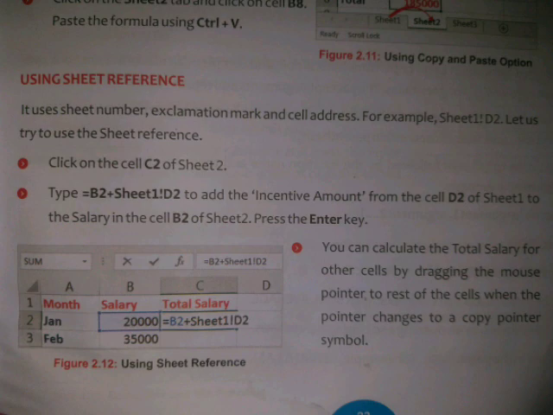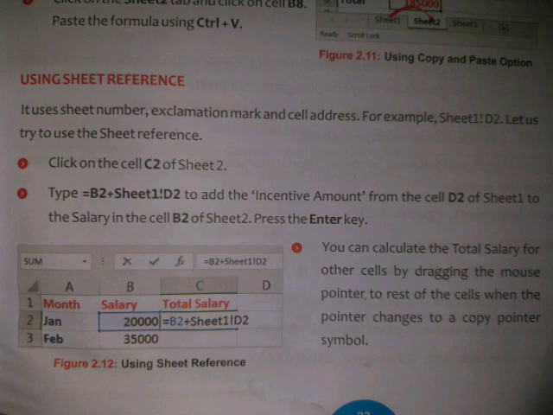From this example you can understand easily. Look at figure 2.12. In this figure, what we want to do is find out the total salary. You know that salary is given, but what is the total salary? That is salary plus the incentive amount. That is the total salary that we need to find out.